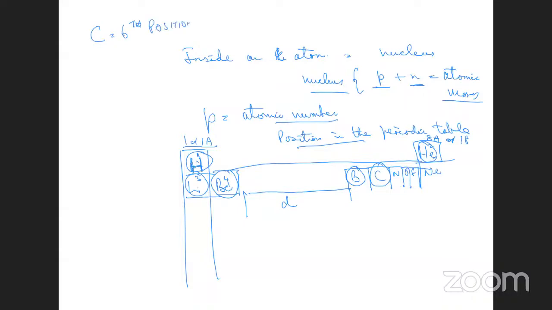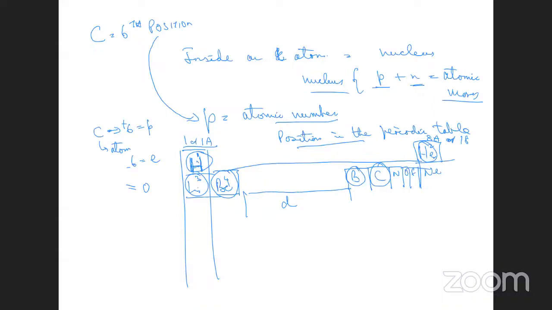What does it mean? It means there should be 6 protons. So carbon, we can say, has 6 protons. Now, because carbon is an atom, it is neutral. That means it has 6 electrons. So positive 6 cancels out with negative 6. The electric charge would be 0, so electrically neutral.